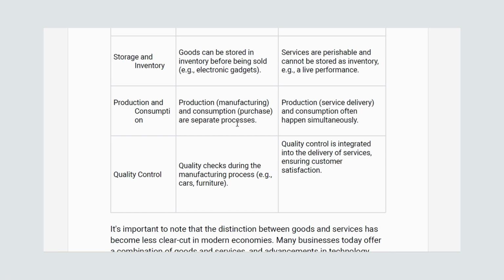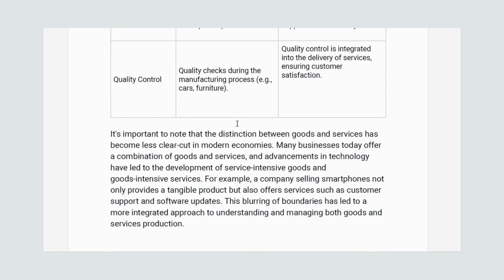Okay. And production and consumption: in the case of goods production, the production and consumption are both separate processes. But in case of service production, production and consumption both happen simultaneously. Okay. Now when we talk about quality control for both, quality checks during the manufacturing process are done for goods production. Okay. And when we talk about services, quality control is integrated into the delivery of services.